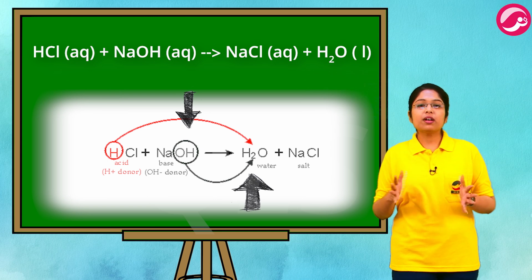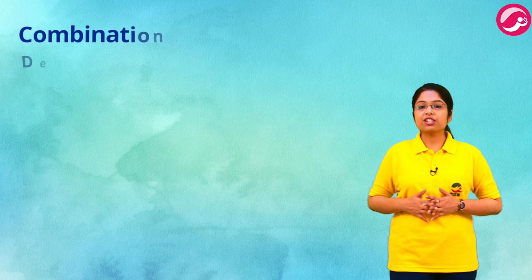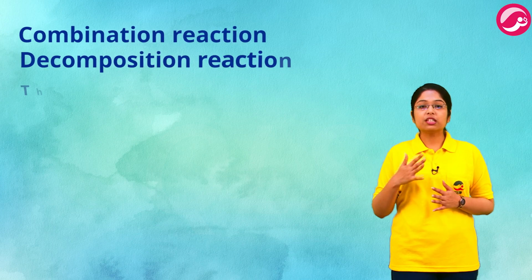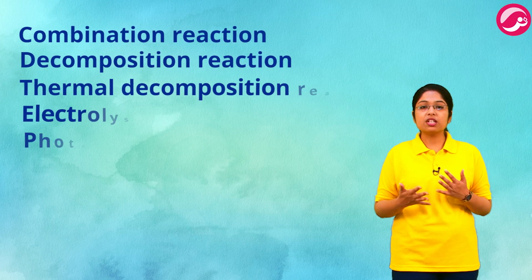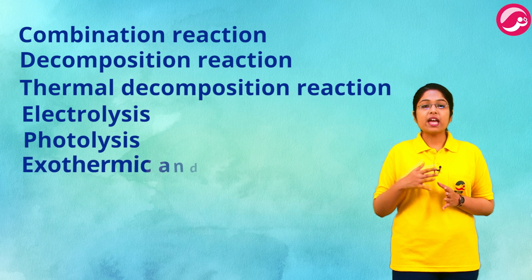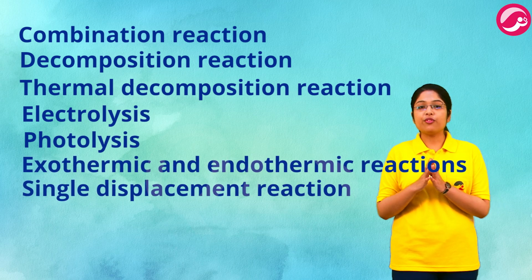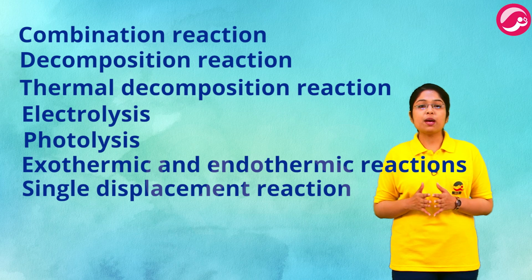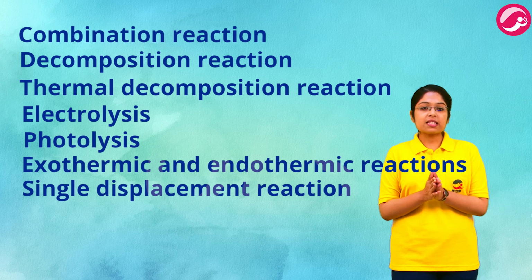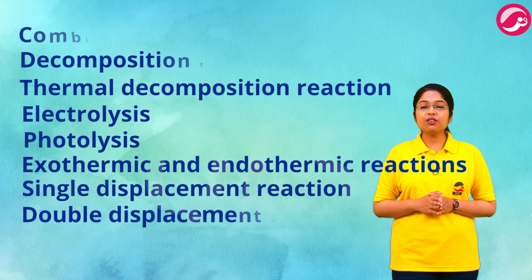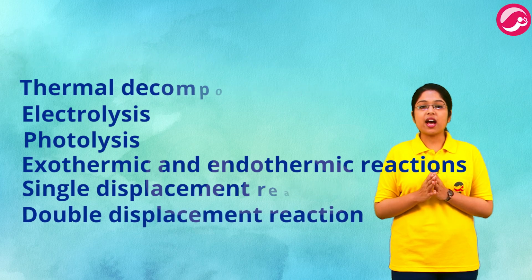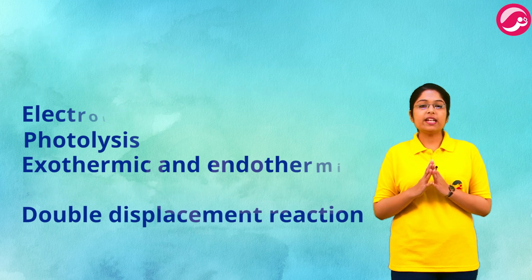Now, let's wind up our class here today. Today we learned about 6 different types of chemical reaction: combination reaction, decomposition reaction, thermal decomposition reaction, electrolysis, photolysis, exothermic and endothermic reaction, single displacement reactions where lesser reactive elements are replaced by more reactive elements, and lastly, double displacement reaction where the reactants exchange their ionic partners. In next class, we will discuss about redox reactions.